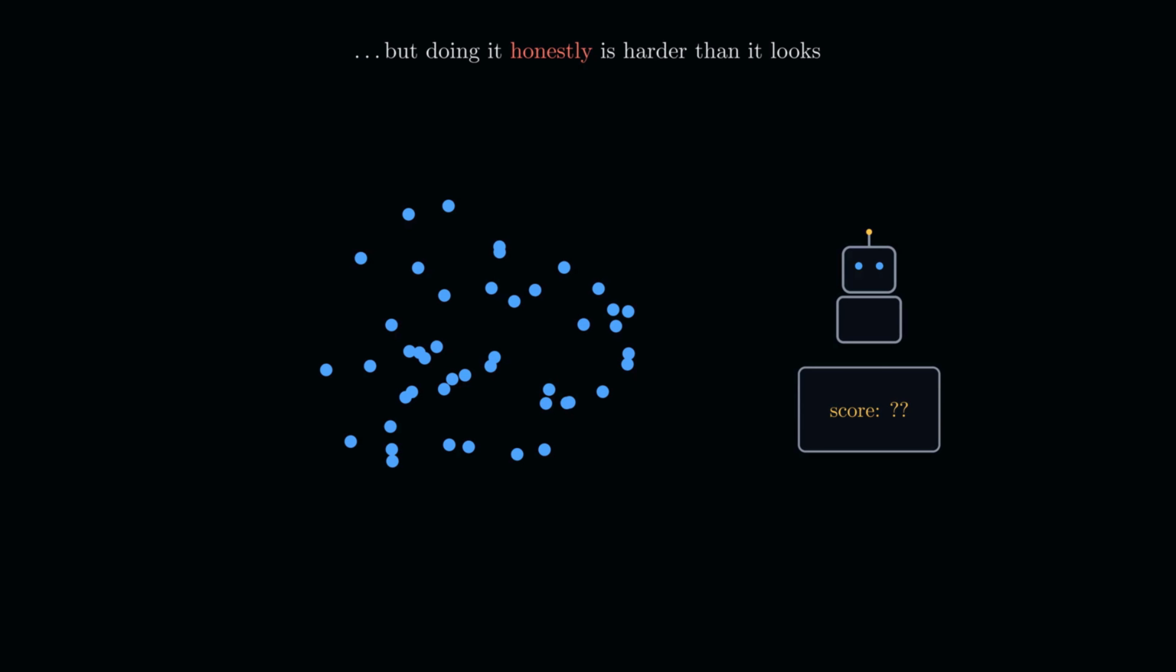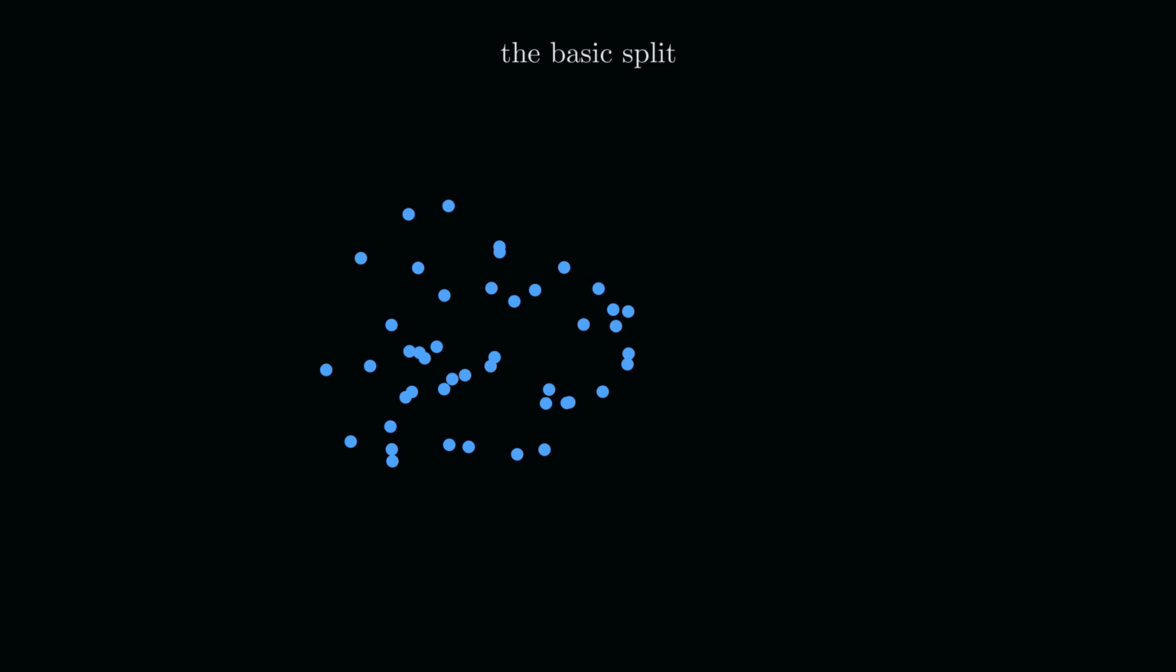And getting it wrong is one of the most common ways promising models fail the moment they meet the real world. So this video is the protocol on how you split your data so the score you get is a score you can actually trust. Let's start with a basic split.